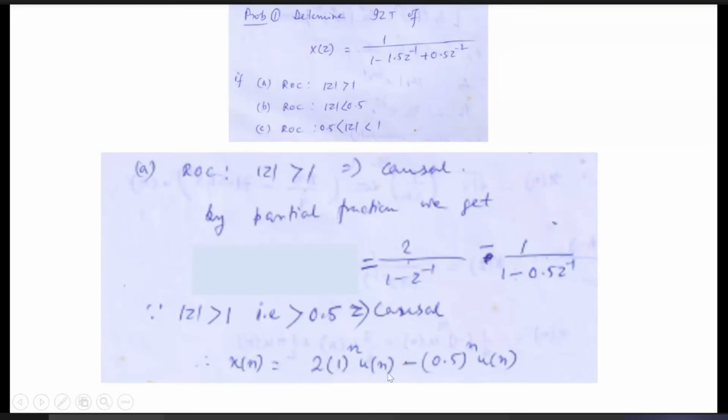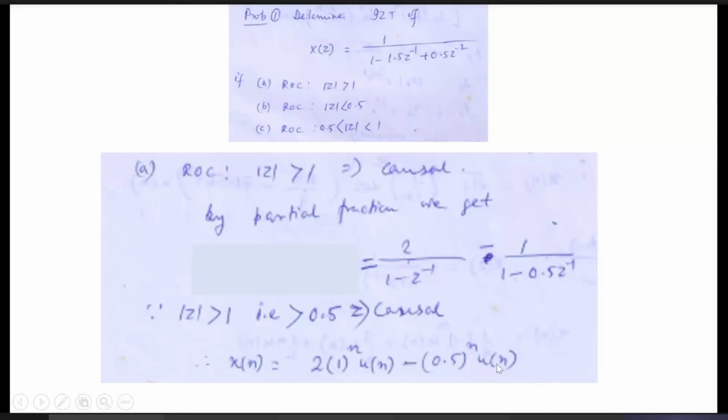Similarly, the other term, 1 by 1 minus a z inverse. Here a is how much? The second term? 0.5. So again it will be 0.5 to the power n, or a to the power n, multiplied with u[n].